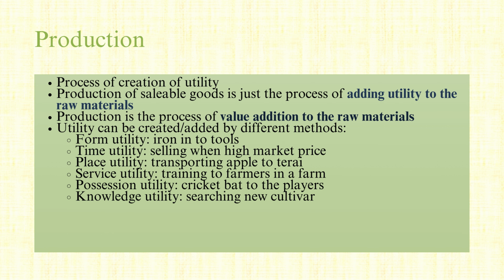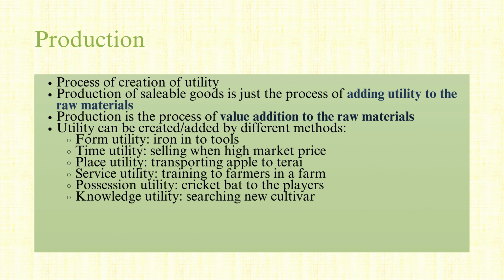Transporting apples from the hill regions to the Terai plains. Service utility, providing knowledge or training, like teaching farmers about new cultivation techniques. Possession utility, transferring ownership of goods. When a farmer sells his land to a real estate developer, the land's utility changes based on its new use. Knowledge utility, discovering new information or cultivars. For example, researching and developing a new variety of rice that's more resistant to pests.